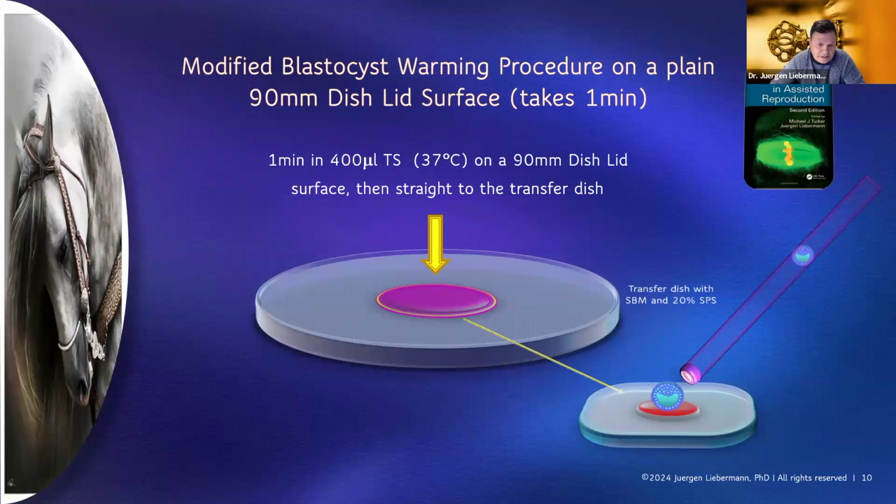It is one single drop of 400 microliter TS, of course, at 37 degrees. We plunge our carrier in this solution, take it from there and move it into the transfer dish, that is usually an organ culture well. We rinse the blastocyst briefly outside, and then we keep it in the center well until transfer.